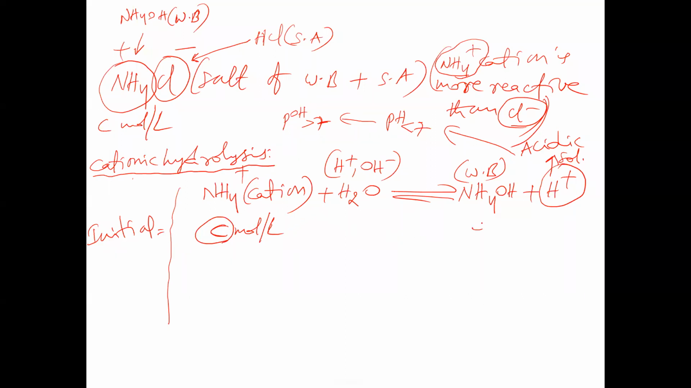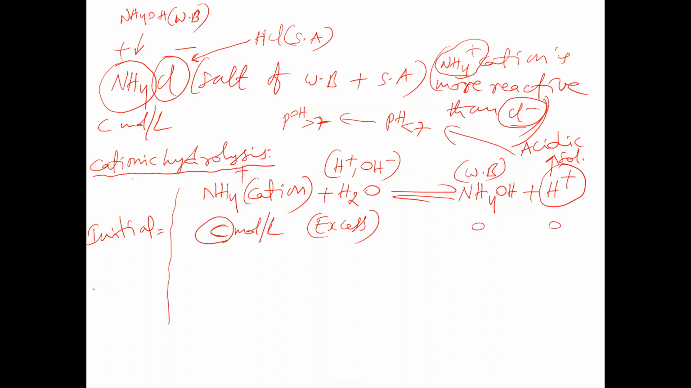Initially the products will be 0. Water is taken in large excess, so its concentration need not be taken into consideration. So initially NH4OH is 0, H plus is 0, and we have taken NH4 plus as C.